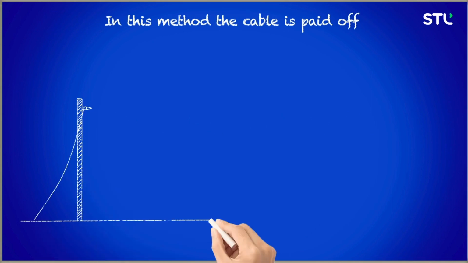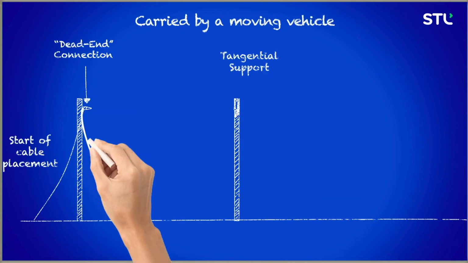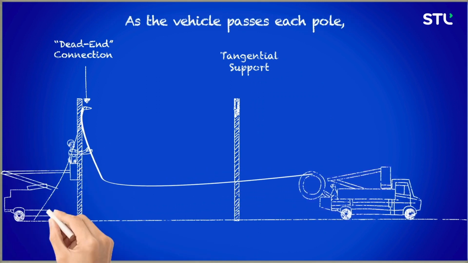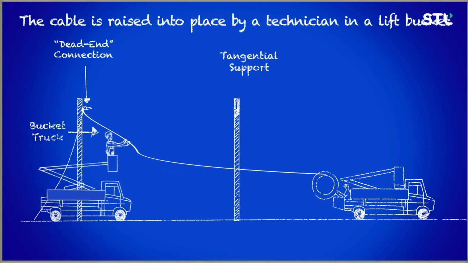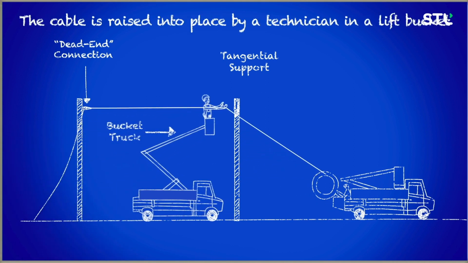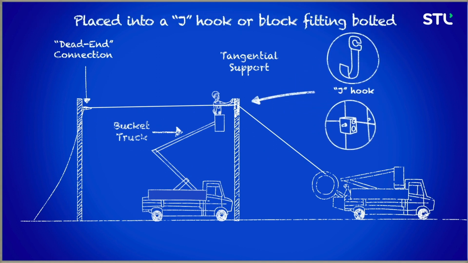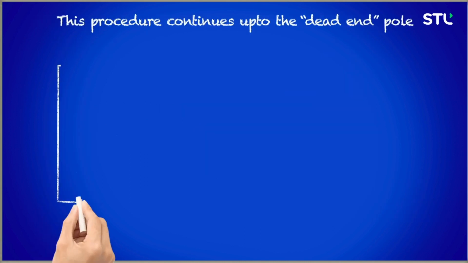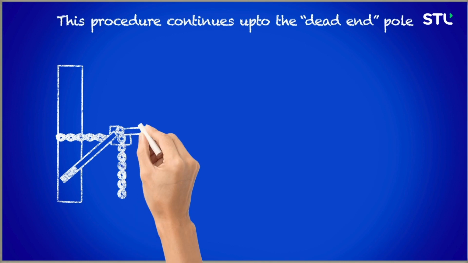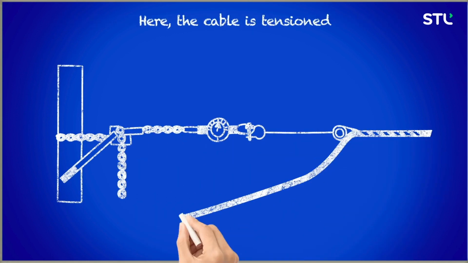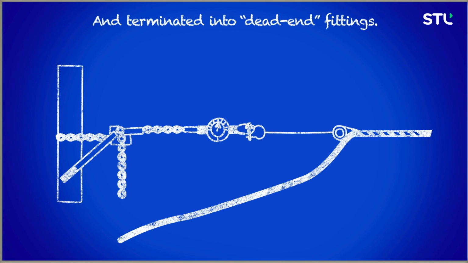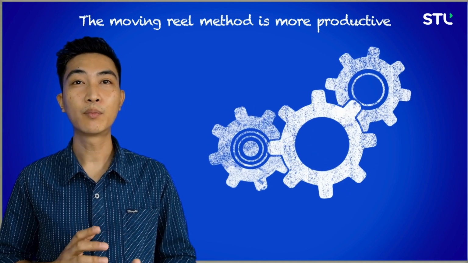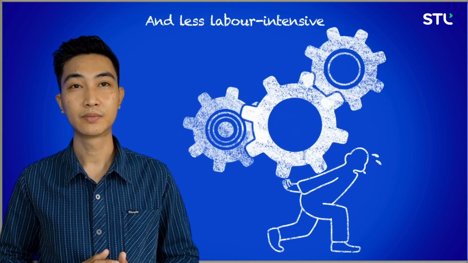The moving reel method. In this method, the cable is paid off the top of the cable reel, carried by a moving vehicle as it drives along the pole line. As the vehicle passes each pole line, the cable is raised into place by a technician in a lift bucket, placed into a J-hook or block fitting bolted to support structure for temporary support. This procedure continues up to the dead end pole. Here, the cable is tensioned and terminated into dead end fittings. For ADSS cables, the moving reel method is more productive and less labor intensive.